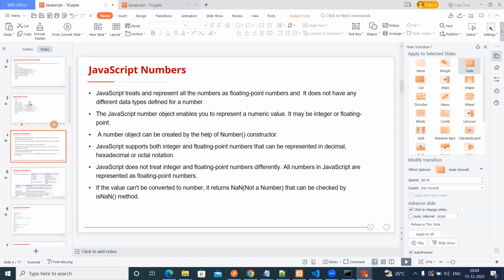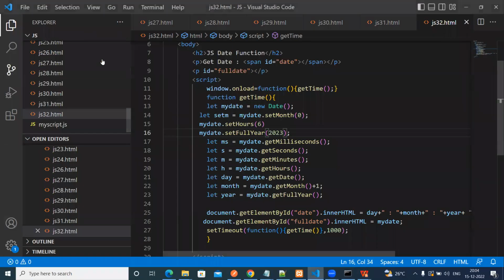The JavaScript number object enables you to represent a numeric value. It may be an integer or floating point. A number object can be created with the help of the number constructor. As we said, in JavaScript everything is an object, right?